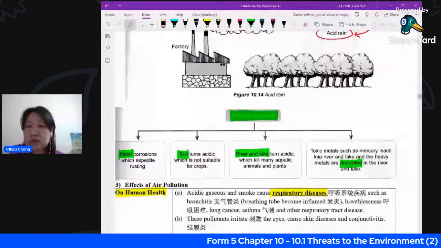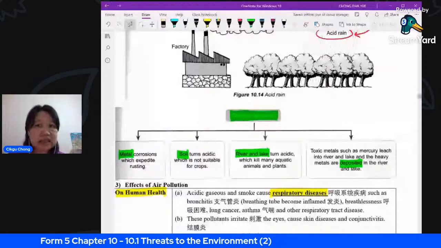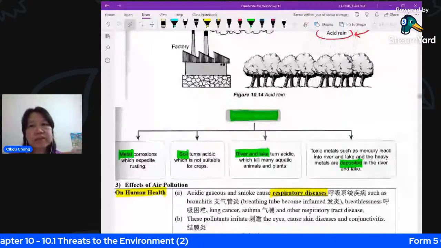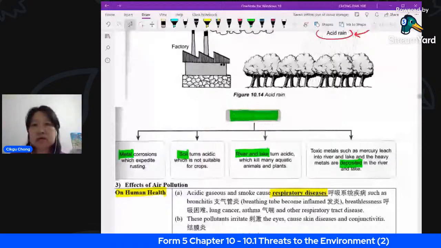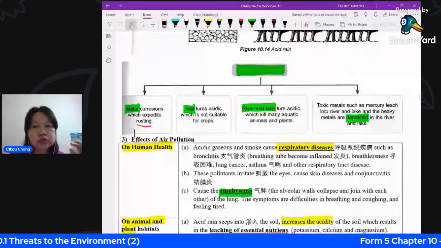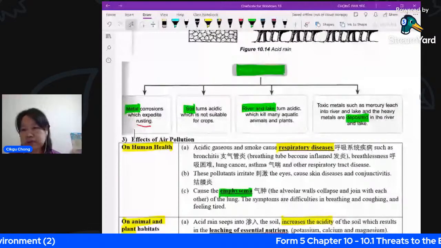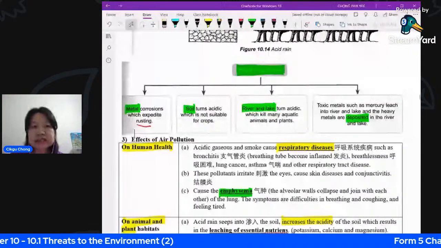So this also is the reason why people who stay very near the sea, like Penang and all that, find that metal structures actually corrode quite easily, because of the contact with the salt that comes from the sea, from the wind. So if you put a metal structure into seawater, it corrodes much faster compared to if you put it in distilled water. Because you have acid there, you also have salt. Acid and salt also will promote rusting.